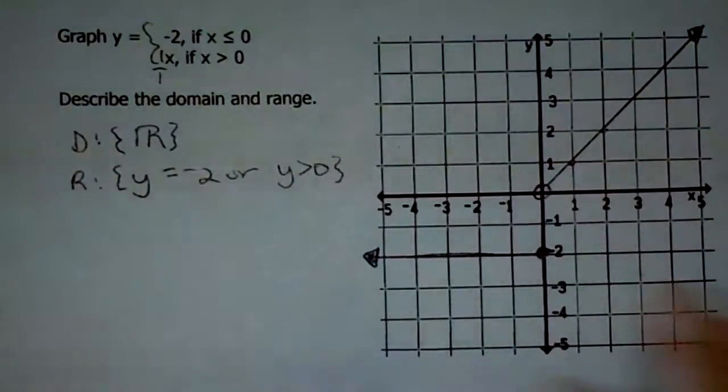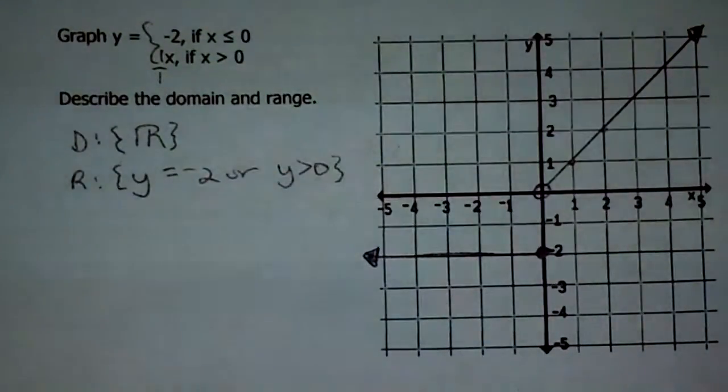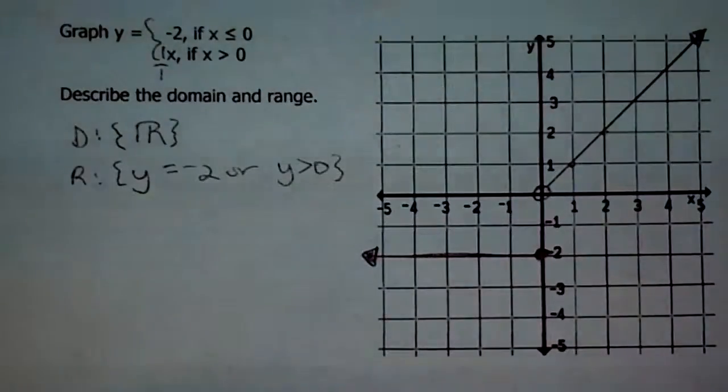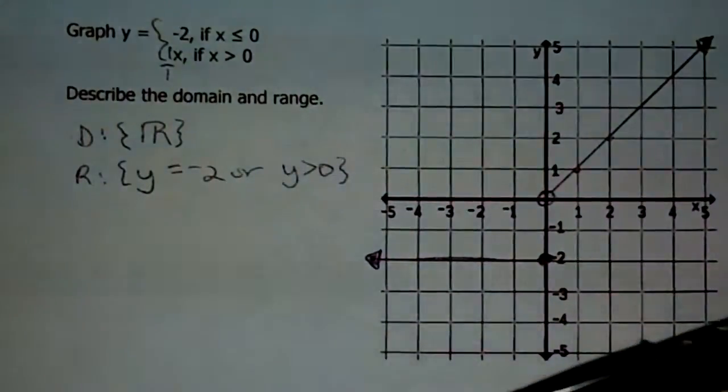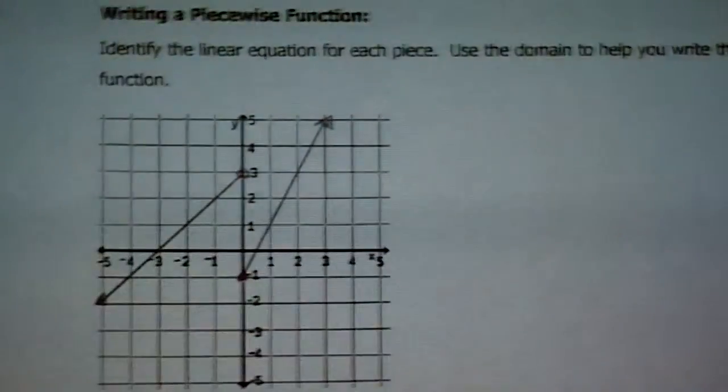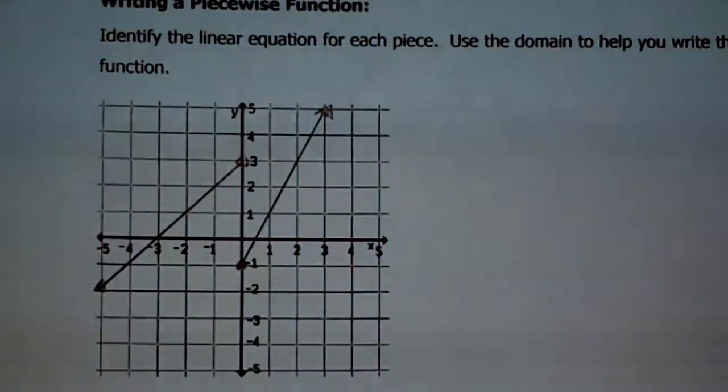Alright, so basically when you're trying to graph the piecewise, you just graph each piece, but you have to pay attention to what the domain is so you know which way your line should extend and if you should use open or closed circles. It does make a difference. Alright, now what I want you to be able to do is to look at a graph of a piecewise function and be able to write me the equations that go with it.